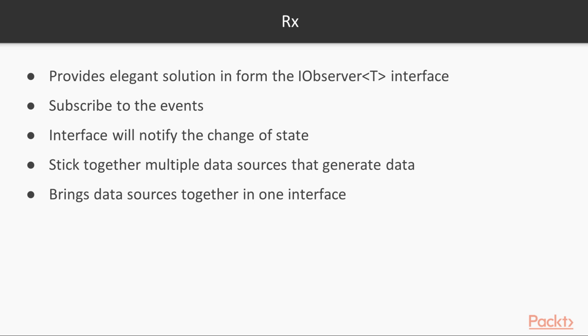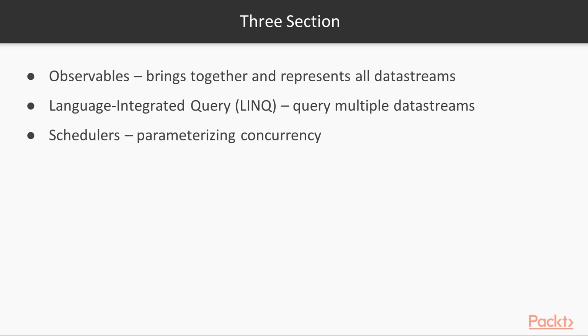In essence, Rx will stick together multiple data sources that generate data. Rx therefore brings these data sources together in one interface. In fact, Rx can be thought of as consisting of three sections. Observables, the interface that brings together and represents all these data streams. Language Integrated Query, LINQ, the ability to use LINQ to query these multiple data streams. Schedulers, parameterizing concurrency using schedulers.